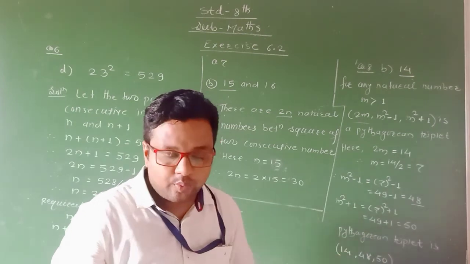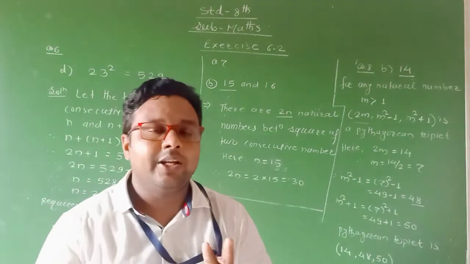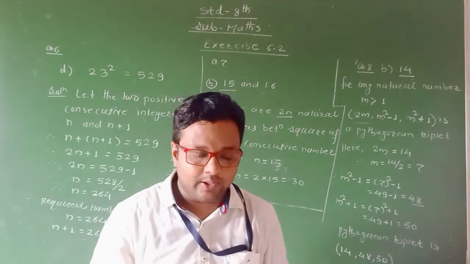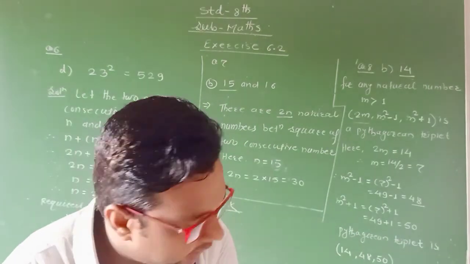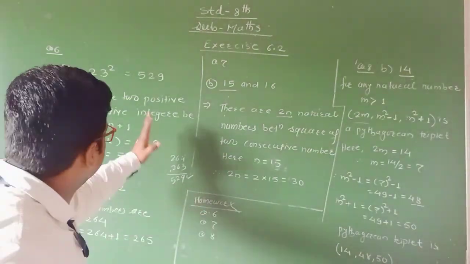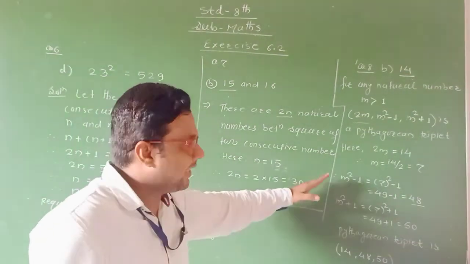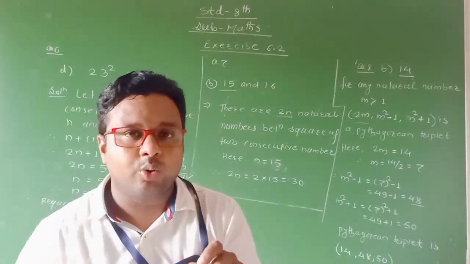Okay student, I hope you understand how to find the remaining two numbers of the Pythagorean triplet in this question. Now note down your homework from question number 6. Here we completed question number 7 and question number 8. The remaining examples you have to complete.